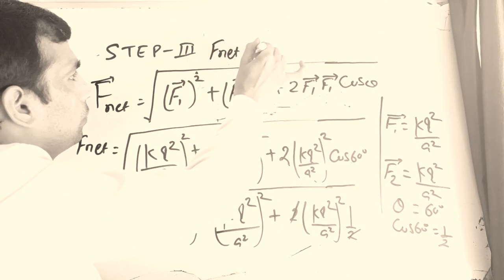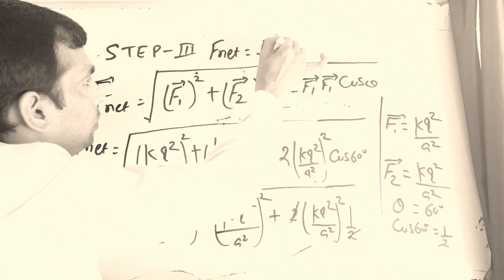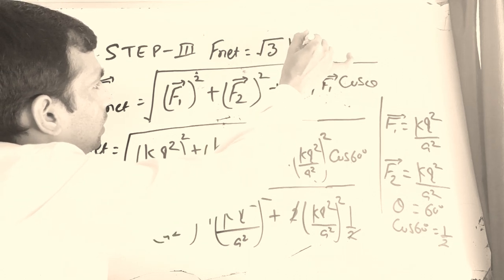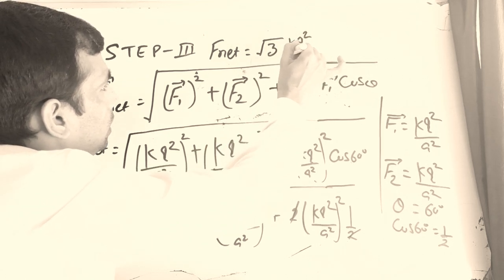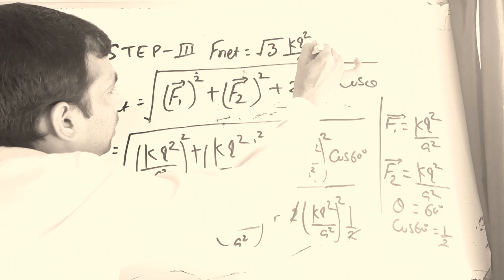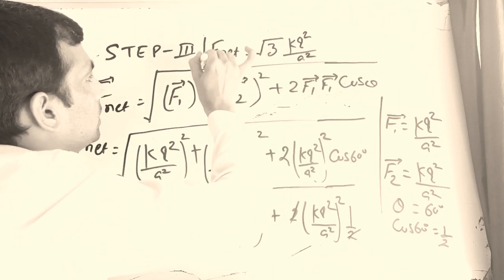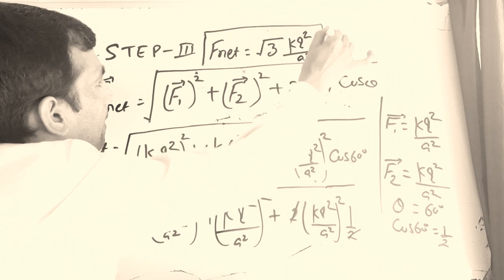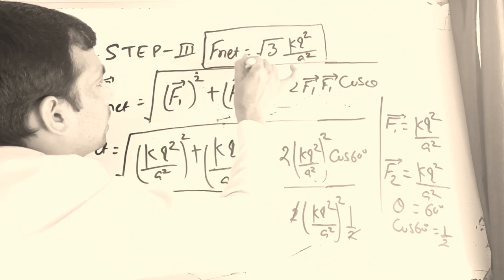F net is, I'm going to write your answer here: F net equals root 3 KQ square upon A square. Student, this is your answer basically.